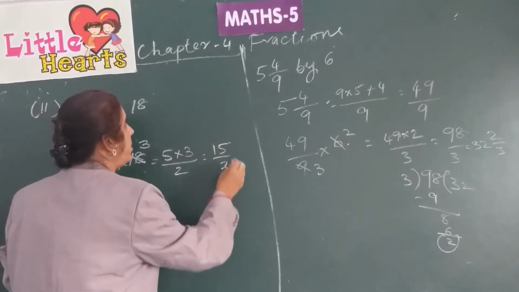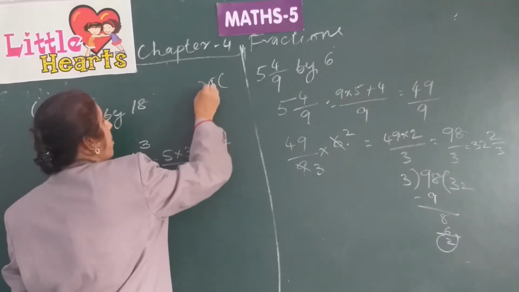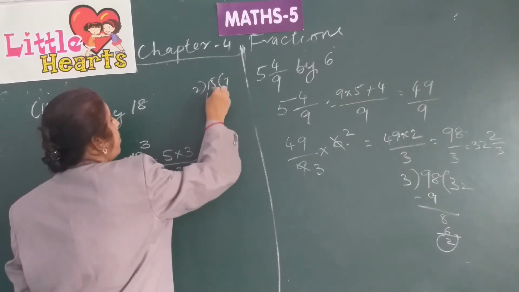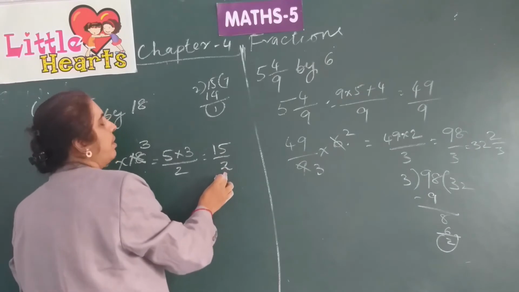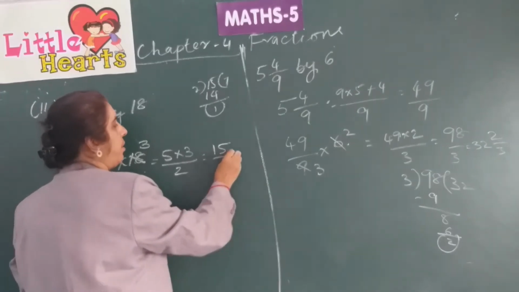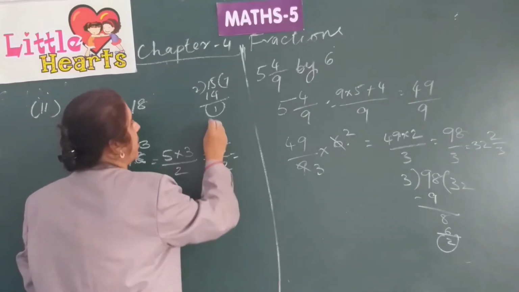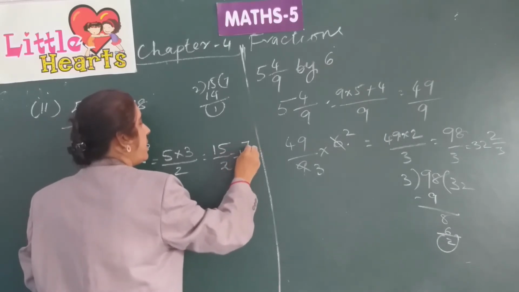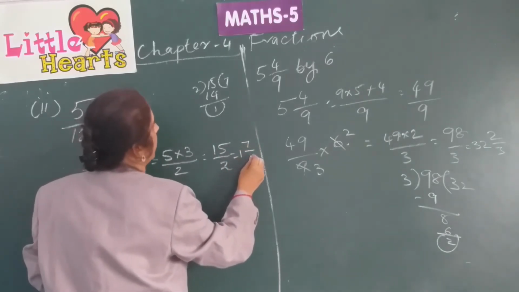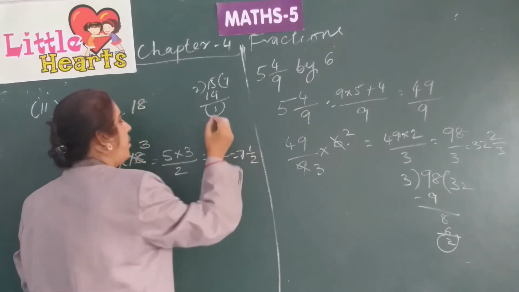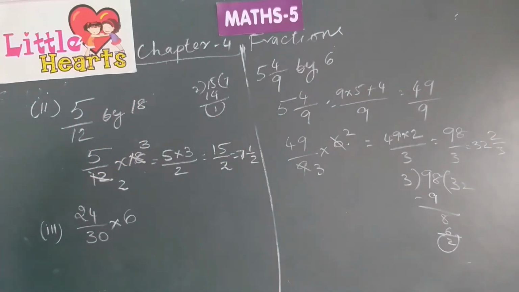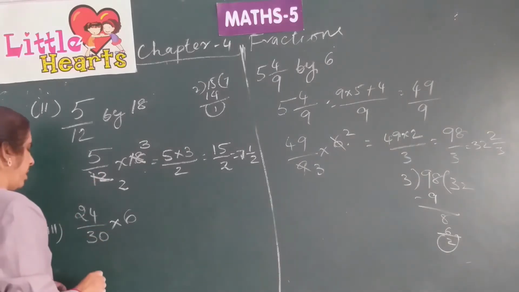And you can change it into a mixed fraction also. 2 7s are 14, remainder 1. As it is an improper fraction, numerator is greater than denominator, you can change it into a mixed fraction. So 15 by 2 is 7 1 by 2, the mixed fraction for that.